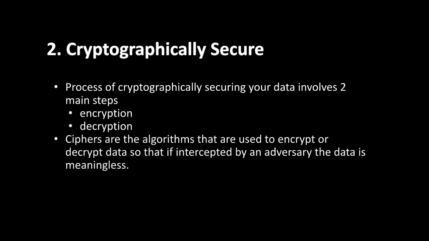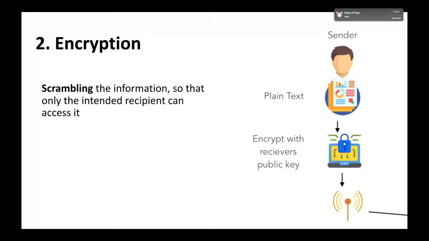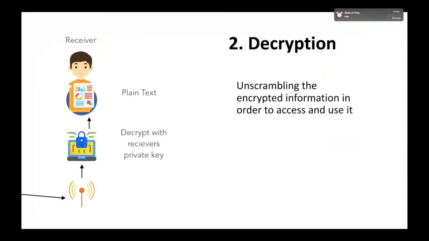So the process of cryptographically securing your data involves two main steps, encryption and decryption. And ciphers are the algorithms that are used to encrypt and decrypt the data so that if it's intercepted by any adversaries, the data is meaningless. So very simply, encryption is scrambling the information so that only the intended recipient can access it. And decryption is the unscrambling of the encrypted information in order to access and use it.